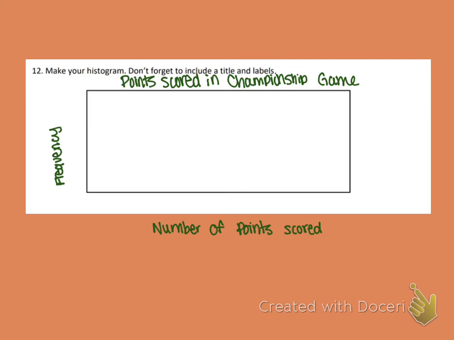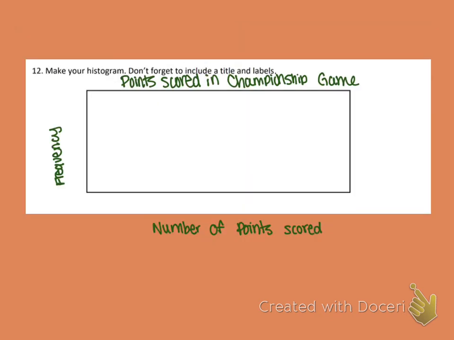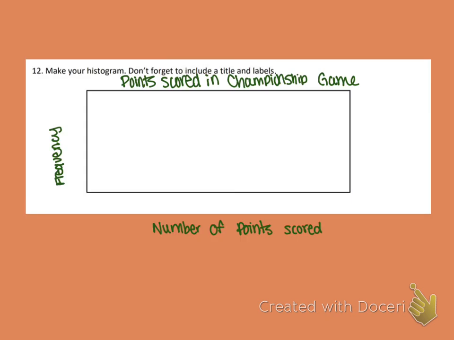For our intervals, we have 1, 2, 3, 4, 5. Remember, they have to be the same width and they have to touch, so we want to be mindful of that. Frequency here doesn't go above 10, so I would say let's label our side 1 through 10. Okay, I can't fit that. Just kidding, let's do by 2s.